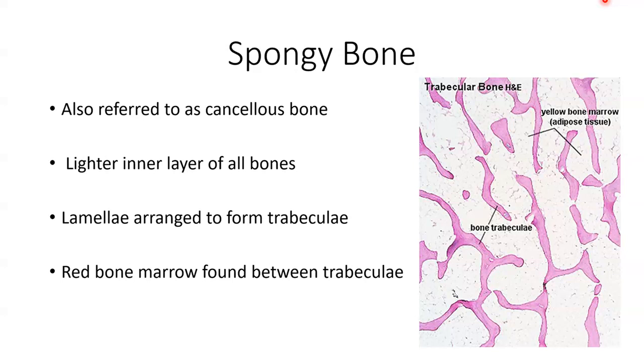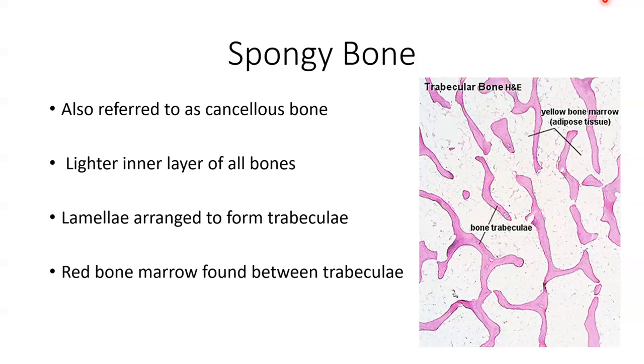Spongy bone is prominent in areas of bones that are not heavily stressed or where stresses arrive from many different directions. So for example, the epiphyses of bone, so each end of the bone, think of the head of the femur or the neck of the femur as an example, they're going to be stressed in lots of different directions. They've got muscles attaching in all different directions, so they're going to be stressed in a lot of different ways.